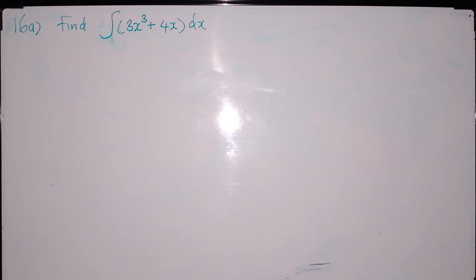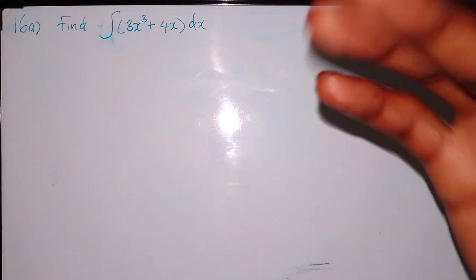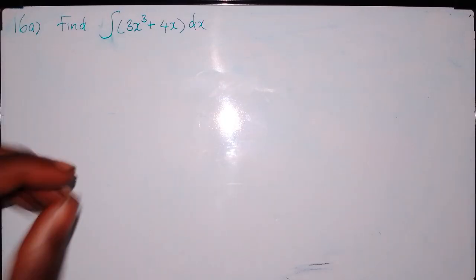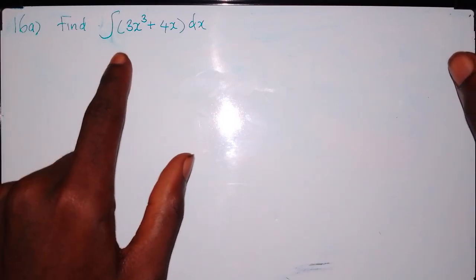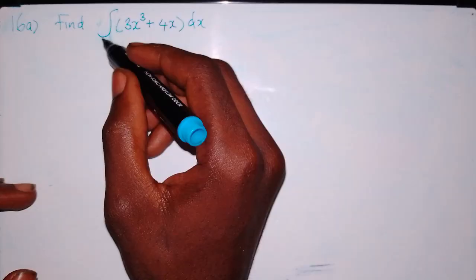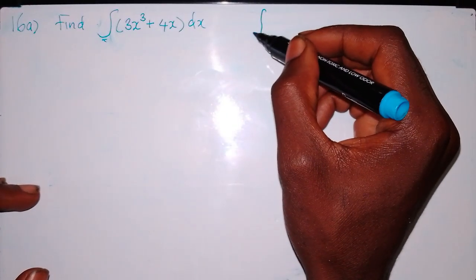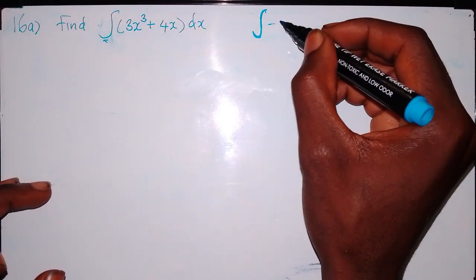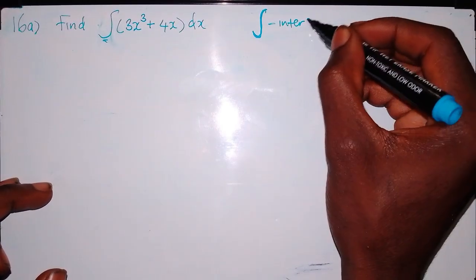It is difficult in calculus. So to begin, you need to understand the question first. What are they asking us to calculate? If you can see, the question is saying find the integral of 3x to the power 3 plus 4x dx. This symbol means integrate. Whenever you see this symbol in front of something, it means what? Integrate.